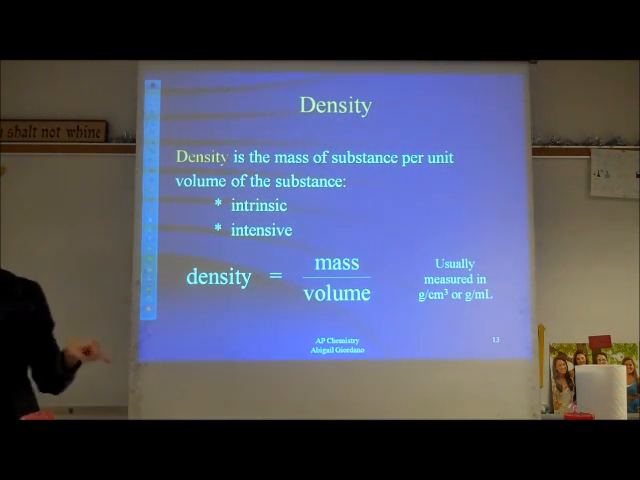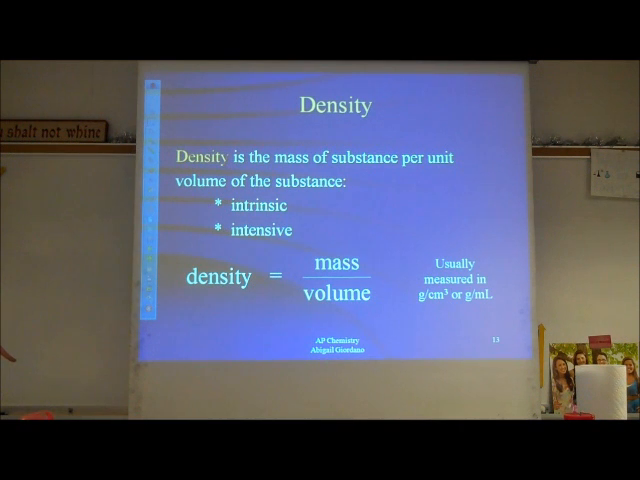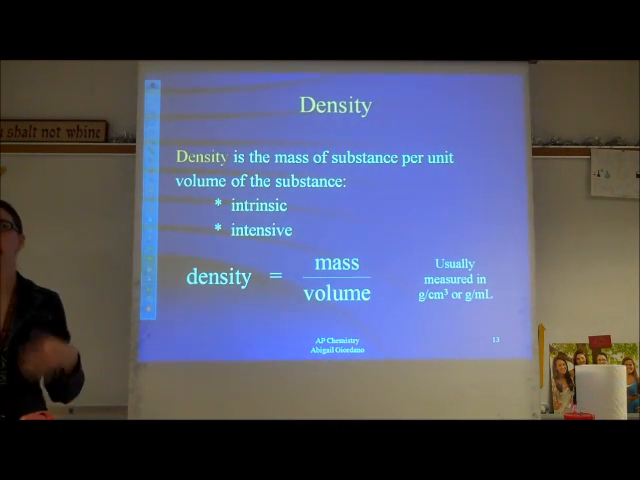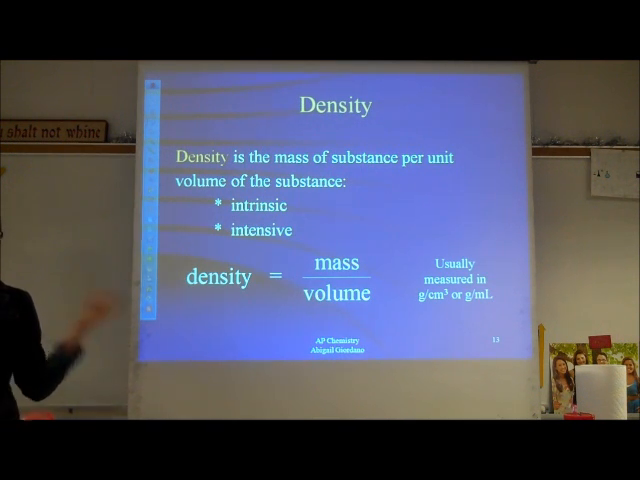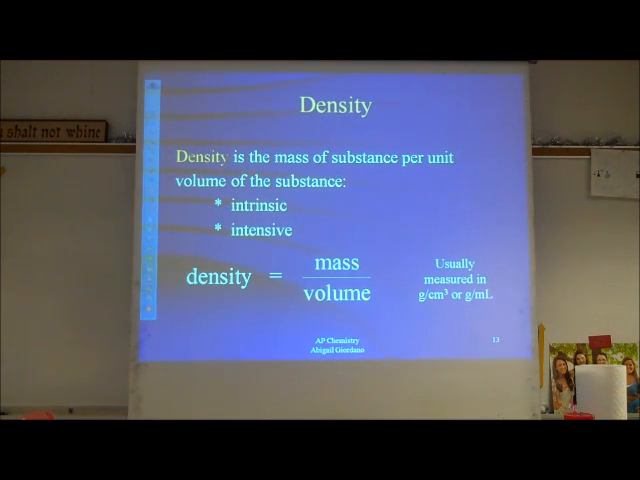What is the opposite of intensive? Extensive, meaning a property that does change when you change the amount. Can anybody give me an example of an extensive physical property? An ice cube and an iceberg will have very different masses. Okay? What's another one? Volume, weight. These are all examples of extensive properties. Okay? The density is intensive.